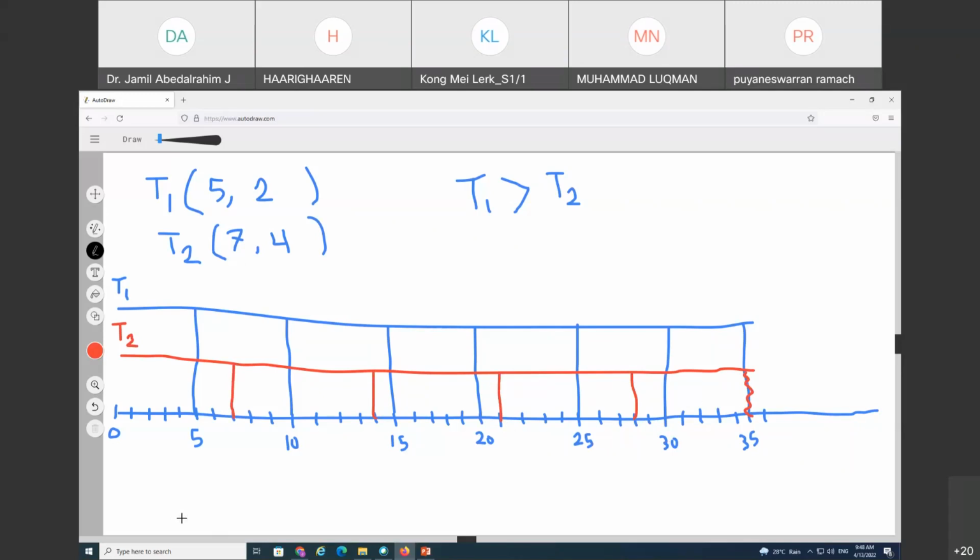So from 0, how many tasks are ready to execute? 2 tasks, sir. Task 1 and task 2. But which one do we need to execute? Task 1 first, because it has higher priority. So we execute task 1. How many units do we need to execute of task 1? 2 units. So we execute 2 units of task 1.